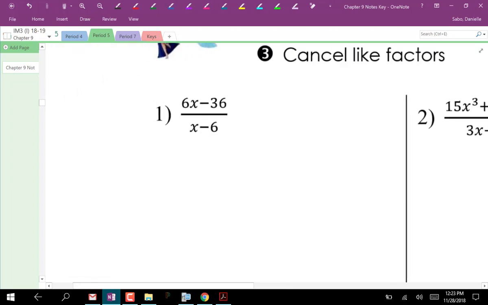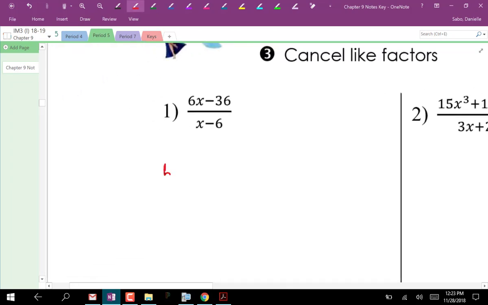So let's talk about the first step. It just says to factor. So the first step we're going to factor.